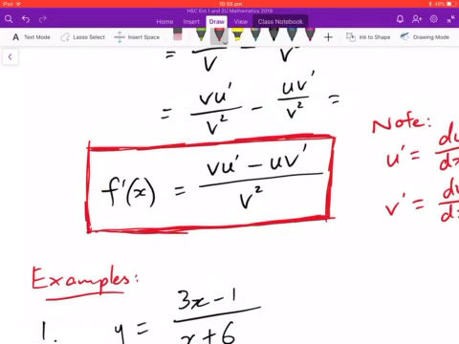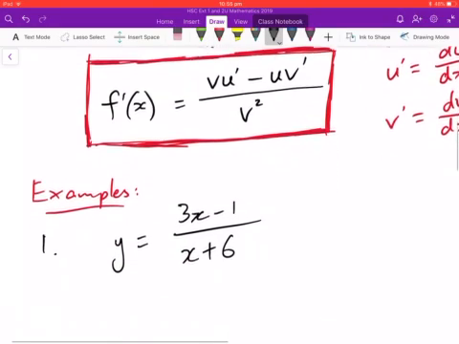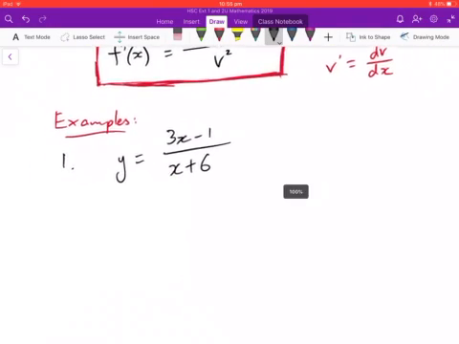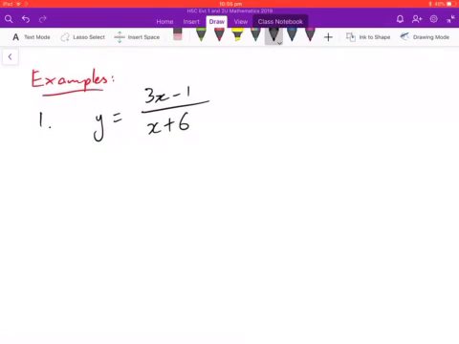Now, the difficulty is not in the differentiation. You should be able to do that of each part. The difficulty is going to be in making sure that you use algebra correctly and taking it step by step. So let's hope that we can find our way to do that. Okay, so first one.